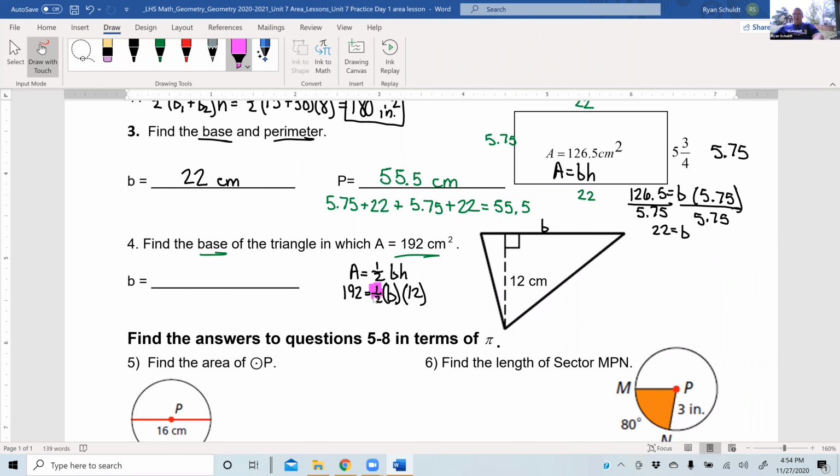So what I would do at this point is do 1/2 times 12 and simplify that side. 192 equals 6B. Divide both sides by 6. And you'll get, let's see, it's going to be 3, carry 1, 32 centimeters. Let me double check my math here, but I'm pretty sure that's going to be 32. 192 divided by 6. Yep, 32. 32 centimeters.